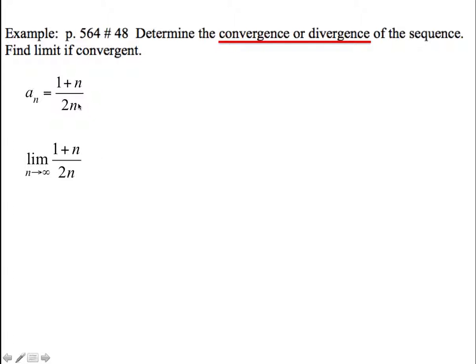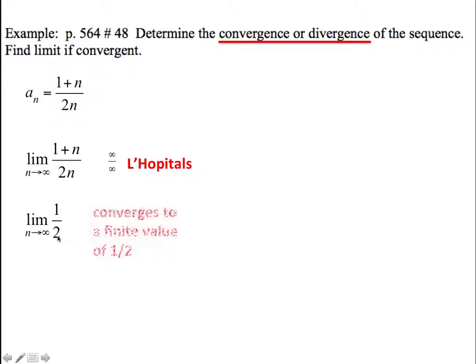So we're going to go ahead and take the limit, and I left it in terms of n, or we could put it in terms of x. It's really kind of splitting hairs, but I'm going to find the limit of this as n goes to infinity. I'm going to check for indeterminate forms. So in other words, if I just plug in infinity, then I get infinity over infinity, which is an indeterminate form. So I'm going to go ahead and use L'Hopital's to simplify this. So derivative of the top is 1, derivative of the bottom is 2. So the limit as n goes to infinity of a half is just a half. So we say that this sequence then converges to a finite value of a half.